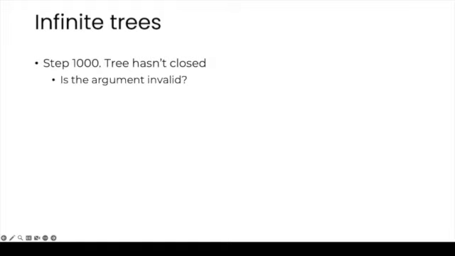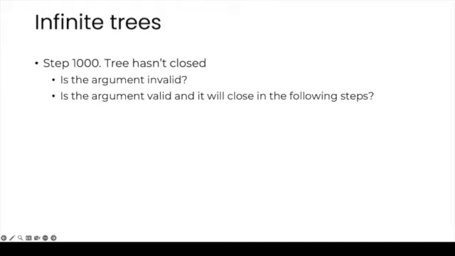Suppose that we are through step 1000 and the tree hasn't closed. Is it because the argument is invalid? Or is it that the argument is valid and it will close in the next step? If the tree doesn't close then, we face the same situation at every step. We can envision the same situation at step 1,000,000 or at step 1,000,000,000. And this is not an issue with truth trees in particular, but something that is problematic for the very project of designing a purely mechanical decision procedure for invalidity in predicate logic in general.